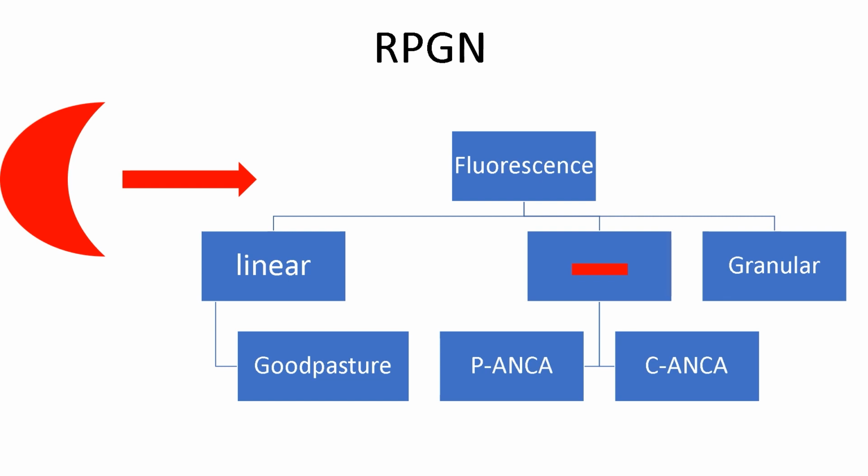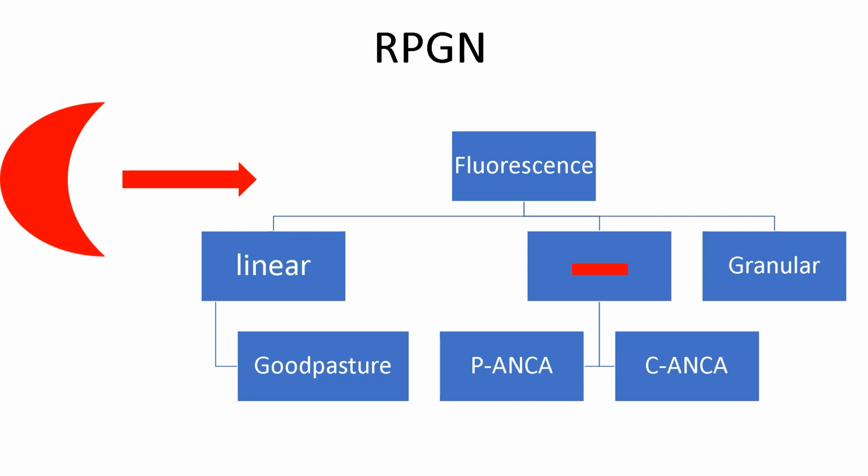If the immunofluorescence is negative, okay, then you need to think about the ANCA vasculitis. It may be P-ANCA or C-ANCA vasculitis. And finally, if it is granular, then you need to look for another evidence to identify the cause of RPGN, because most of these syndromes have granular appearance on the immunofluorescence. So mainly we will focus on the linear, Goodpasture, and negative, pauci-immune, either P-ANCA or C-ANCA vasculitis. We will discuss these vasculitides in a later video.